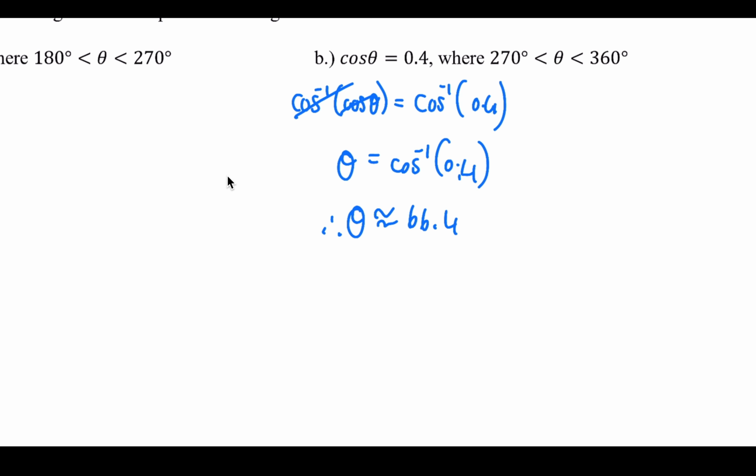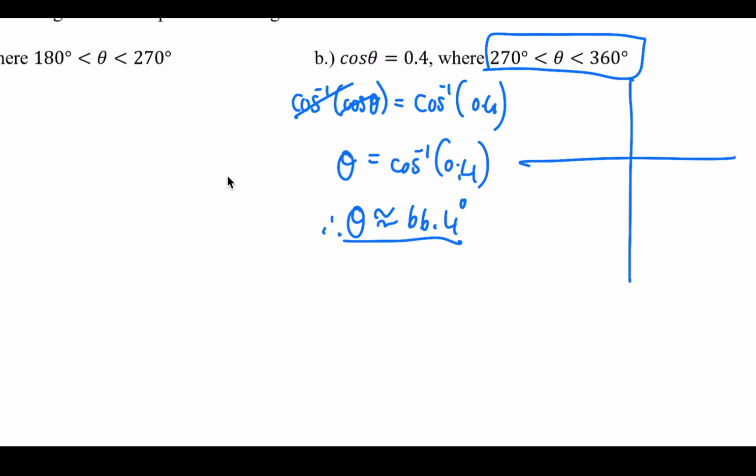And so I get this. Good. What do I do with that? Okay. Well, they're saying this is nice, but we want the angle in the fourth quadrant over here somewhere, that has a cosine of that angle that equals 0.4.